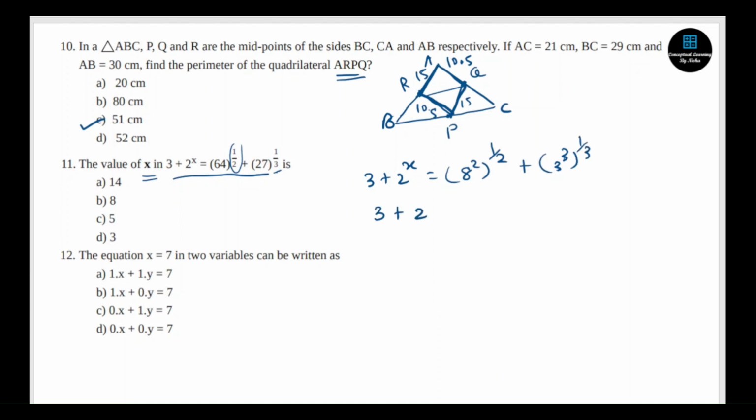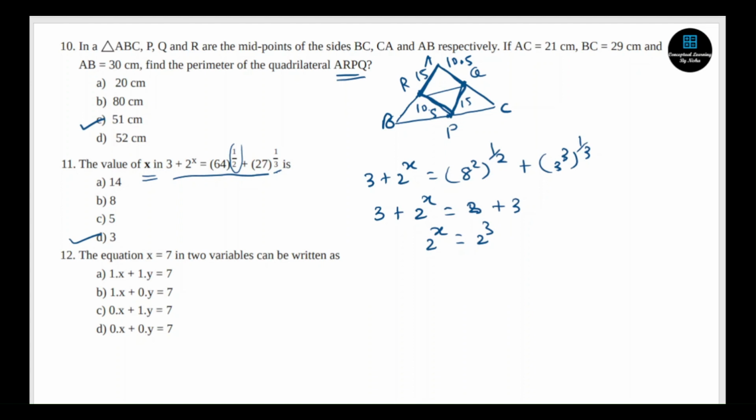3 plus 2 to the power x equals, this is 8 because the 2 and 1/2 will get cancelled out. The 3 and 1/3 is cancelled out, so you'll get just 3. So these are 11 minus 3, I'll get 8. So 2 to the power x equals 2 to the power 3. So x equals 3, right?